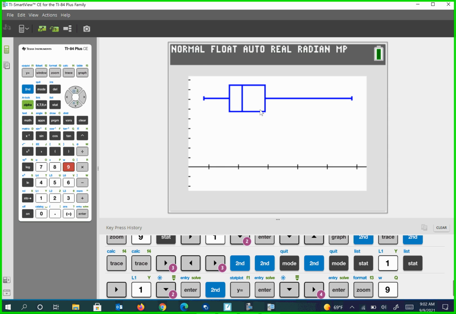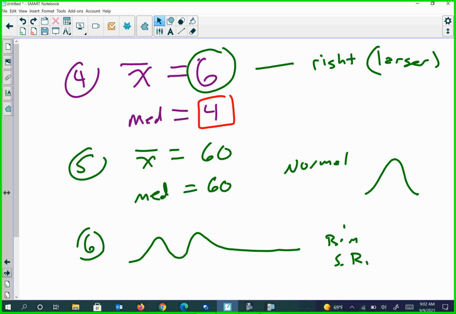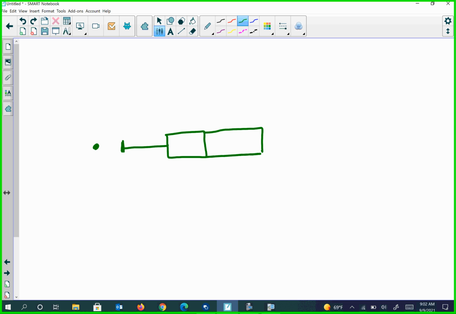Okay, so let me go back and show you something on here. It doesn't have to be this way. Okay, so something that they don't talk about is extreme outliers. These would be some extreme outliers. This would be an extreme outlier to the left. These are extreme outliers to the right.